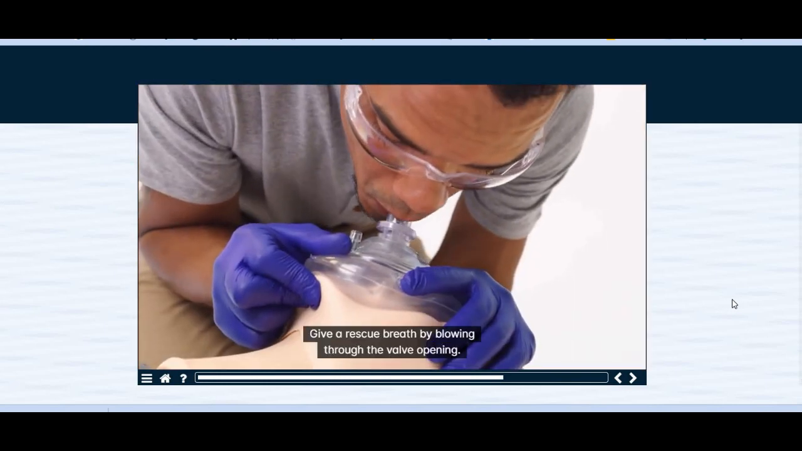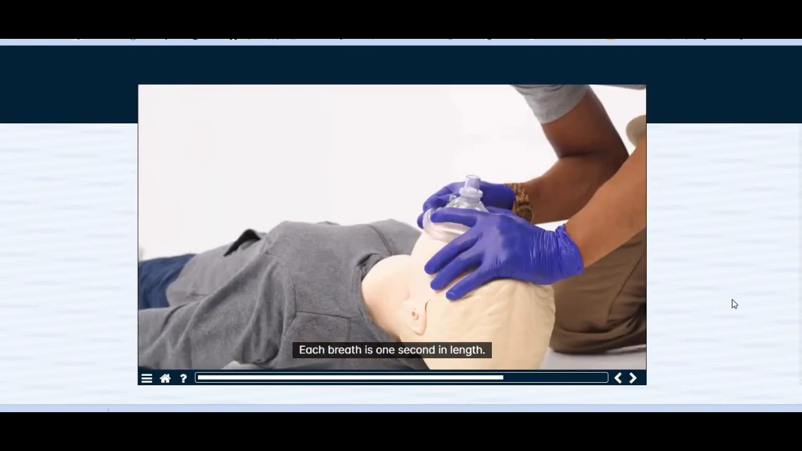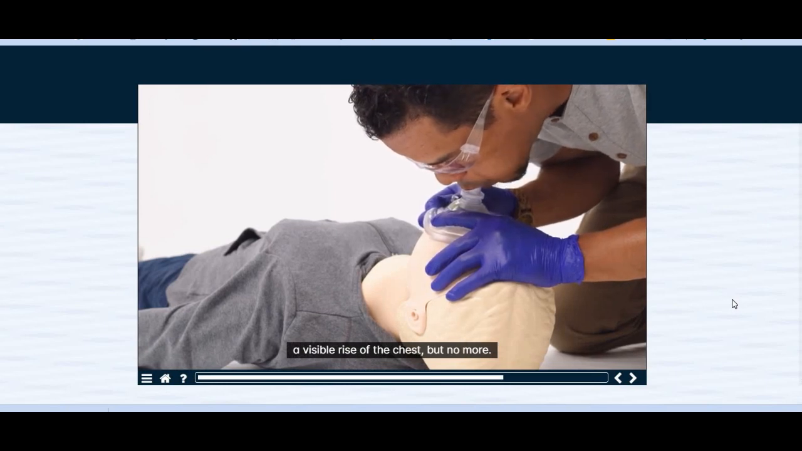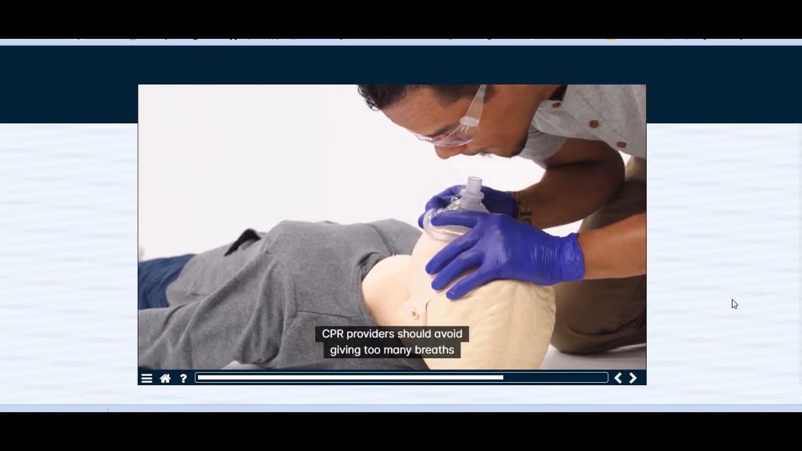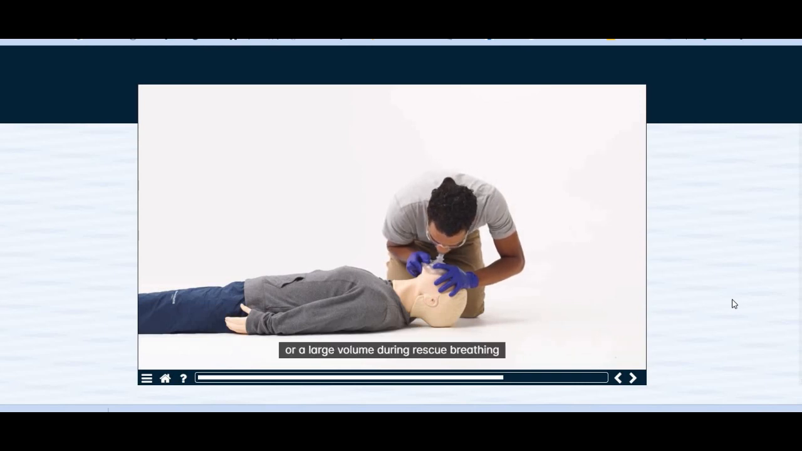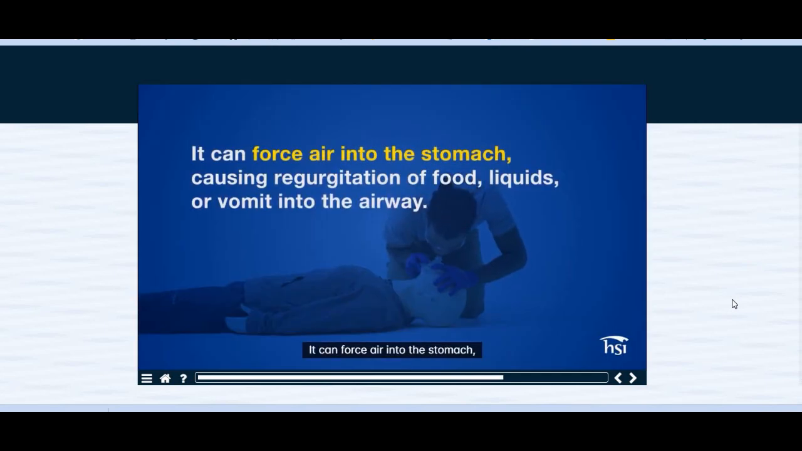Give a rescue breath by blowing through the valve opening. Each breath is 1 second in length. Give enough air to create a visible rise of the chest, but no more. CPR providers should avoid giving too many breaths or a large volume during rescue breathing because it can be harmful. It can force air into the stomach, causing regurgitation of food, liquids, or vomit into the airway.